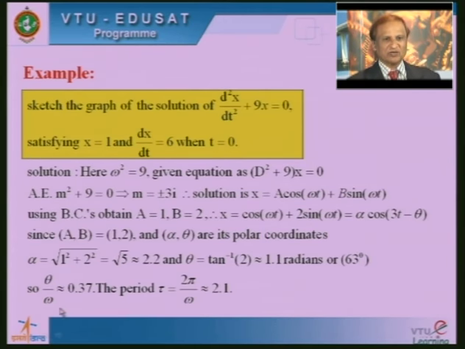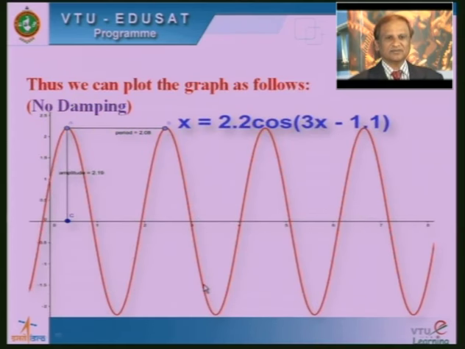So, theta by omega is approximately equal to 0.37, and you can calculate the period. Period is equal to 2 pi by omega. You can substitute the value of pi, and we know the value of omega, and simplify. So, you will get approximately 2.1. When we draw the graph, you can verify whether you get the same values or not. So, this is the graph of 2.2 cosine of 3x minus 1.1.